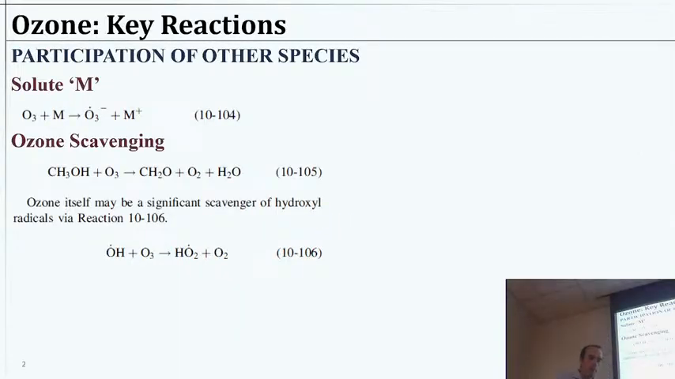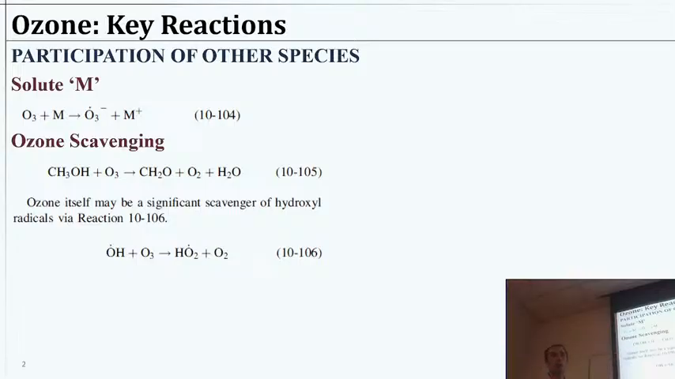Now, for scavenging reactions, we might have something like methanol, CH3OH, and ozone to give us some transformation. So now we have CH2O, O2, and water. So in this case, we did transform the methanol, but we no longer have any radical or anything reactive left. So it kind of quenched that thing. Even ozone can quench our hydroxyl radicals.